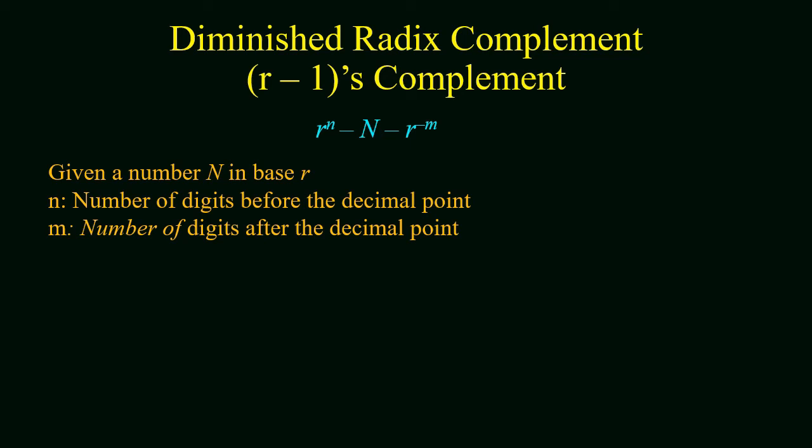And in this series today we will study diminished radix complement, which is also known as r-1 complement. For instance, we have a number n which is from base r and we wish to find its r-1 complement. Then the relationship will be r^n minus the given number minus r^-m. Here n represents the number of digits before the decimal point and m represents the number of digits after the decimal point.